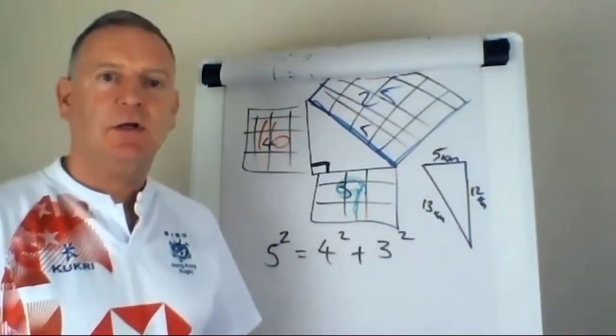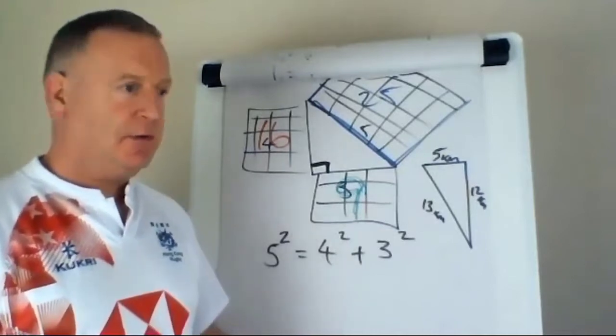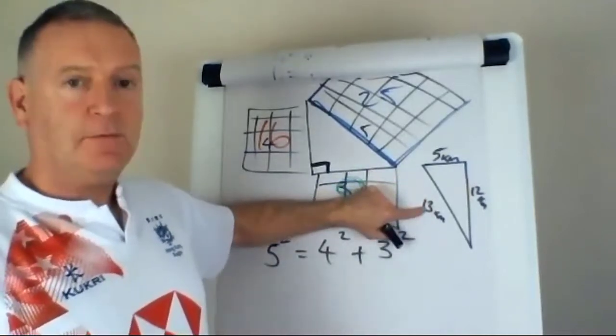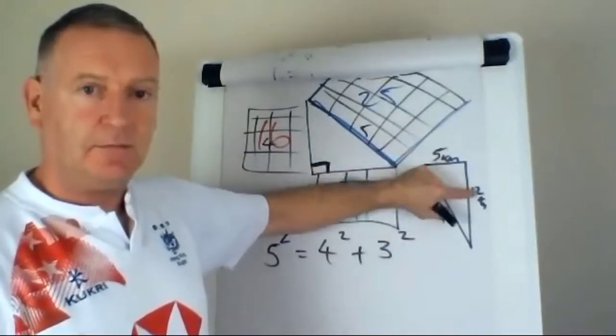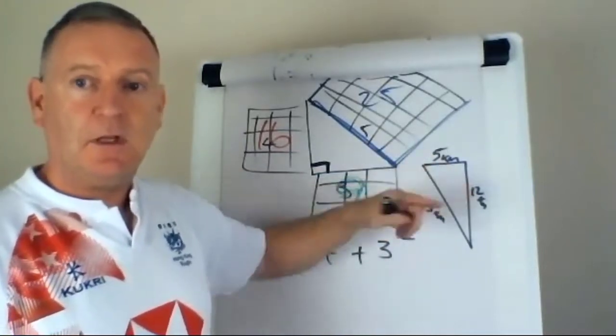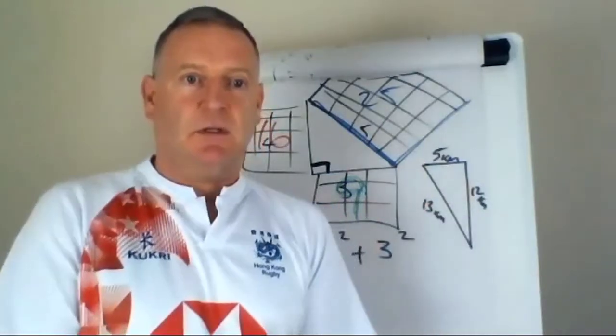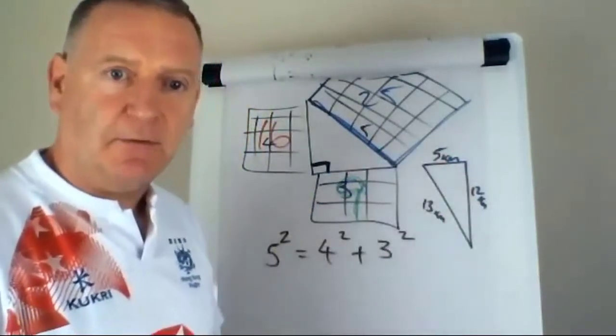Because the square of the hypotenuse is equal to the sum of the squares on the shorter sides. So because it works, it must be right angled.